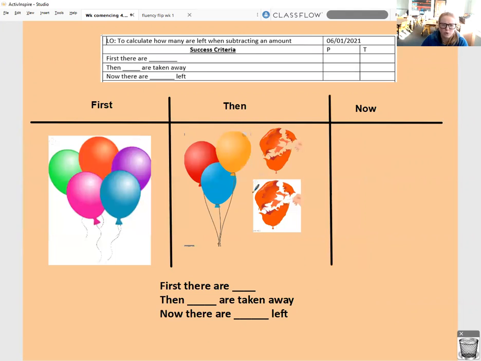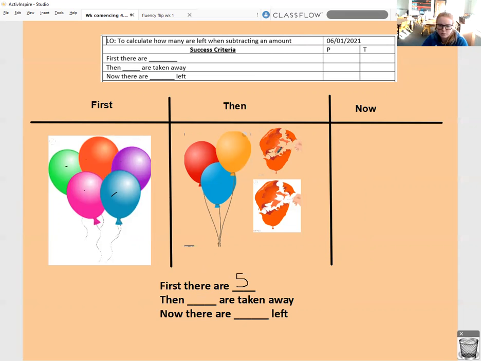Let's have a look at this one. Oh, balloons. First there are 1, 2, 3, 4, 5. First there are 5 balloons. Then so many taken away. So 2 of them have popped. And when these 2 have popped, that means they're taken away.